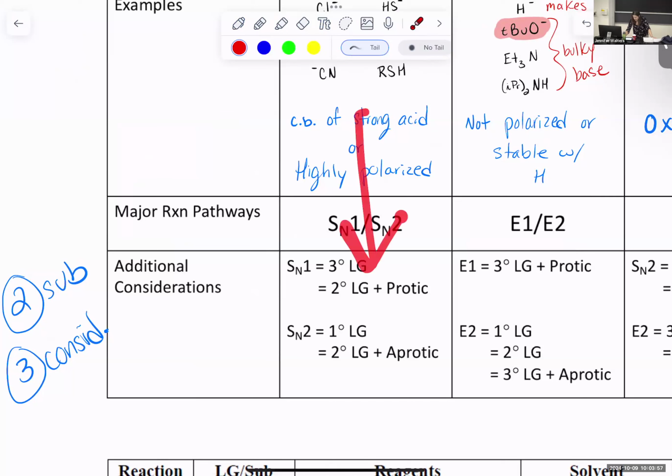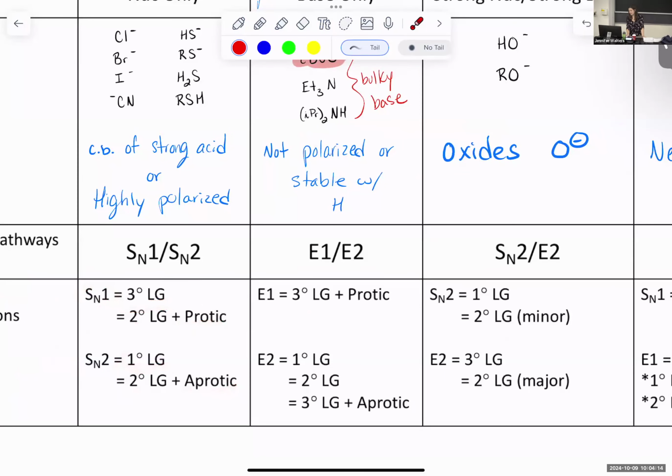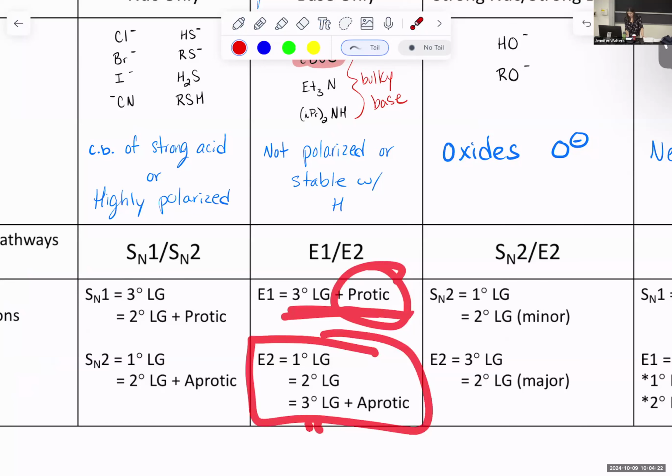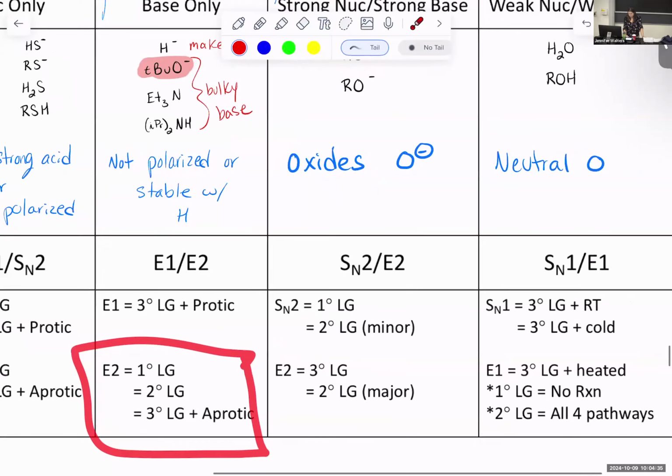So I'm down here, so I know I'm either doing SN1 or SN2. If I'm tertiary, I'm SN1. If I'm primary, I'm SN2. If I'm secondary, then I look at my solvent, and I'm going to do protic or aprotic. If I'm looking at my bases for elimination, if I'm E1, then I am going to be tertiary with protic. Most likely, if you are a strong base, you're probably doing E2 because that's where most of it happens. Pretty much the only time that you're not is when you're in that protic solvent with the tertiary, really stable carbocation. Otherwise, most of the time, if you're base only, you're doing E2.